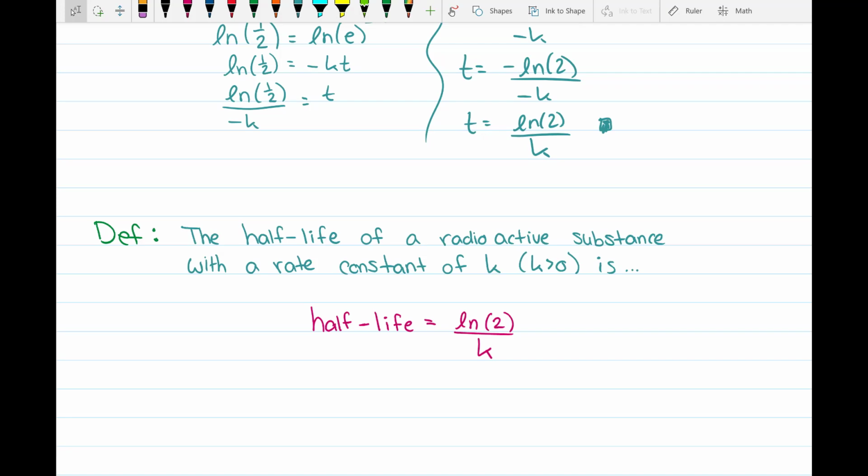This is something that I highly recommend you just memorize. Half-life is asked on the AP exam.